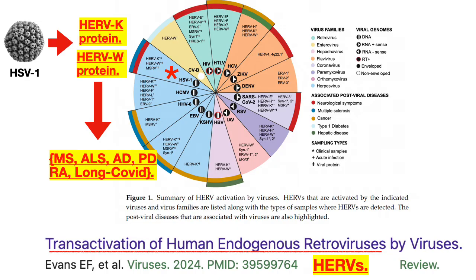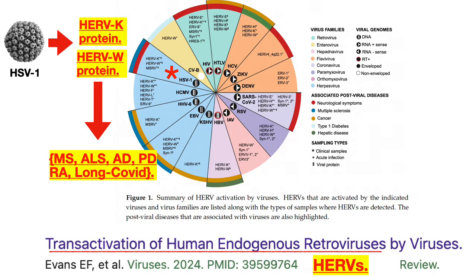These disease states are highlighted by the outer rim of this wheel diagram. If you'll look to the right, you see a code for this information: associated post-viral diseases, neurological symptoms, multiple sclerosis, cancers, type 1 diabetes, hepatic disease. On the left, I have highlighted a specific herpes virus, HSV1, which we will discuss further in this YouTube series.